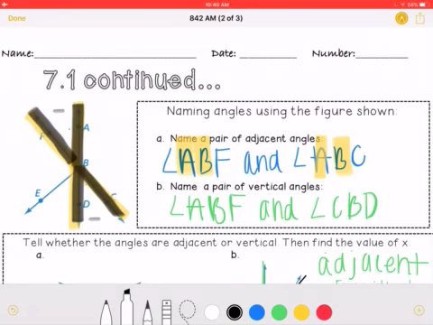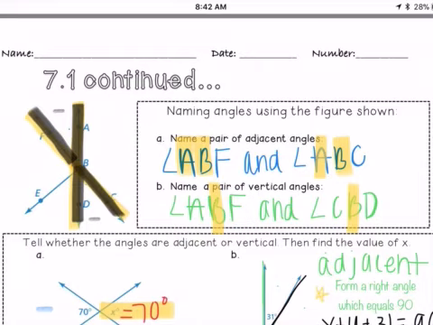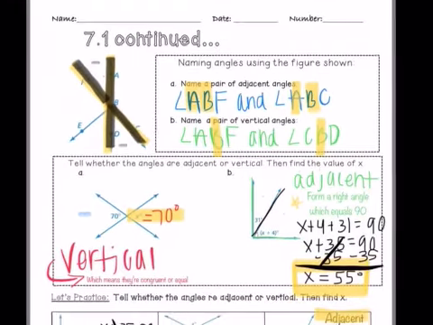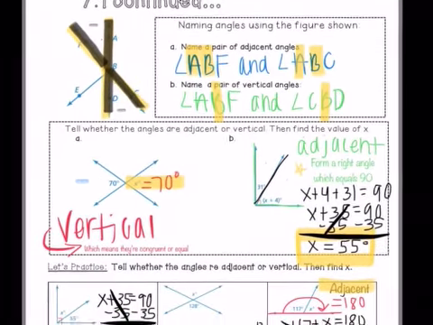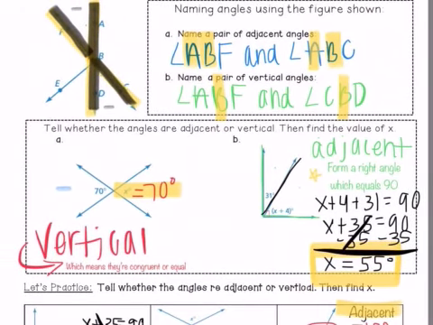So angle ABF and angle CBD are vertical. They're across from each other. They're sharing that vertex B. So you'll notice they're only sharing one point in common, their vertex, their middle point. All right, let me go through these next two examples with you to show you and explain what I did, and then I'll let you review the last four on your own.